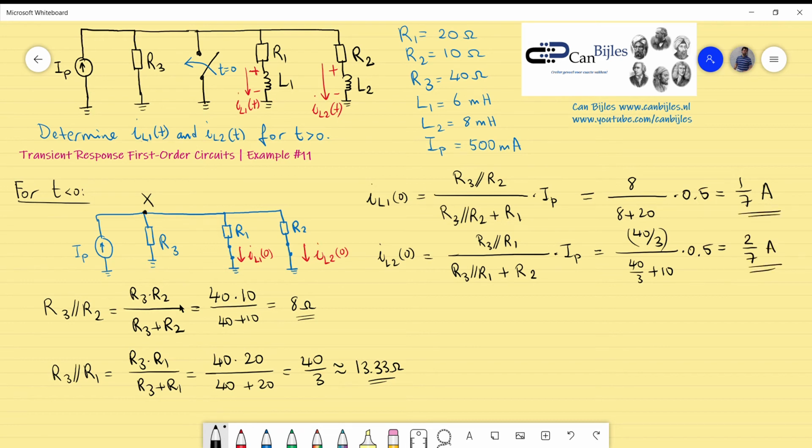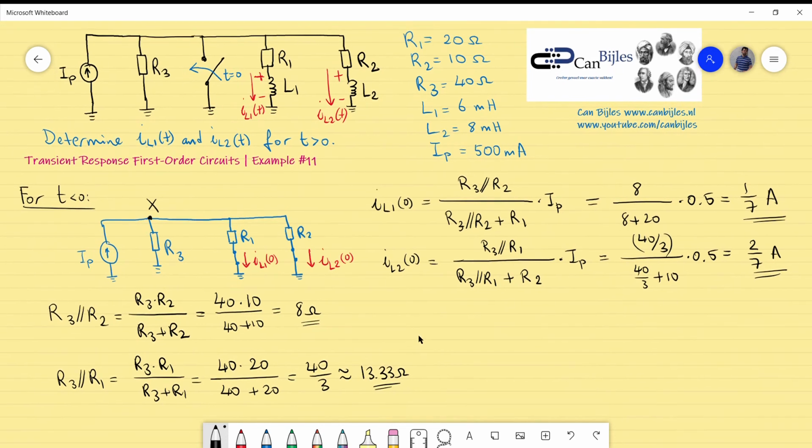So 1/7 and 2/7. We have the currents for the initial value. So these are the initial values for the inductor L1 and inductor L2. Okay, the next step is calculating the situation for the final values. So how do we do that?